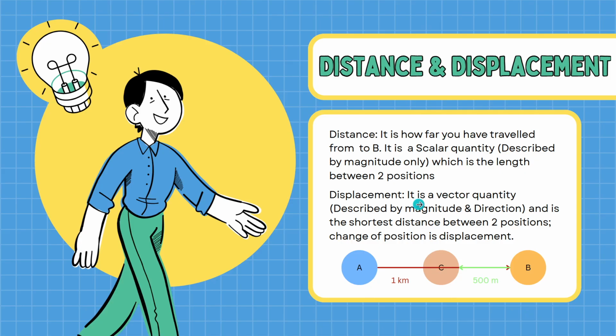So by vector quantity, we mean where there's magnitude and direction. So for example, if there's a velocity of 15 meters per second, if it's positive, that means the object is moving to the right. But if it's negative, it means it's moving to the left.